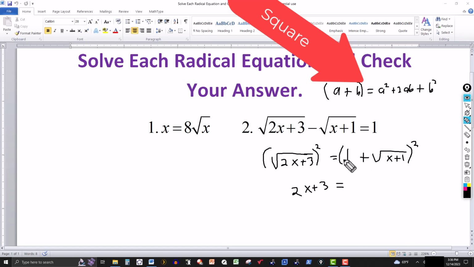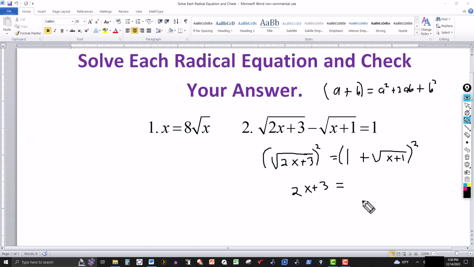So you can set this up as 1 plus the square root of x plus 1 times 1 plus the square root of x plus 1 and do the multiplication. Or if we follow this formula for a binomial, this is two terms, so we can treat it like a regular binomial. The square of the first one, that's 1 squared. Then let's double this product, so it's plus 2 square root of x plus 1. And then it's plus the square of this second term. It's the square root of x plus 1, so if you square it, it just eliminates the radical. So this gives me x plus 1.